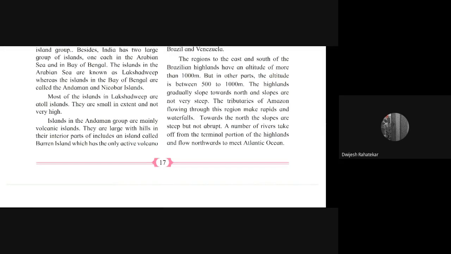Okay, the tributaries of Amazon flowing through this region makes rapids and waterfalls. Towards the north, the slopes are steep but not abrupt. We know that the Amazon highlands, Brazilian highlands get gradually sloped in the north region, but that is not a very steep region, or the slope is not very abrupt.